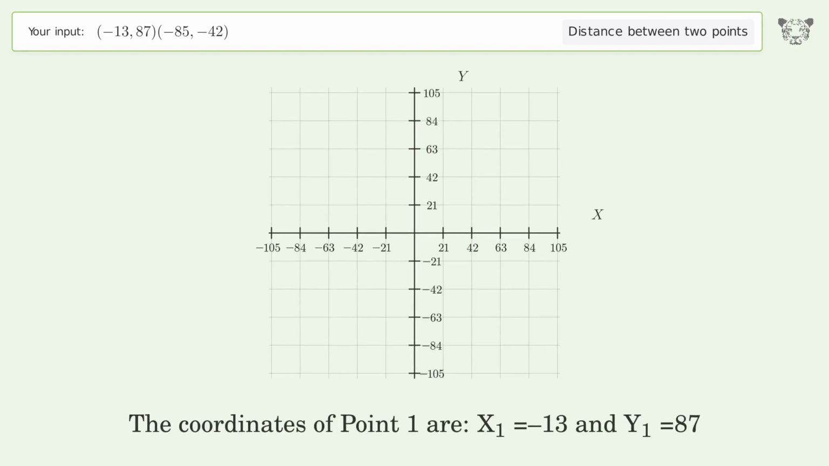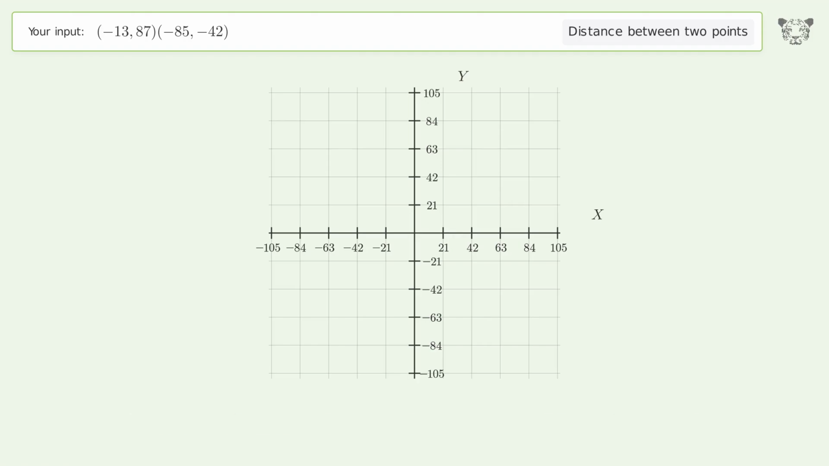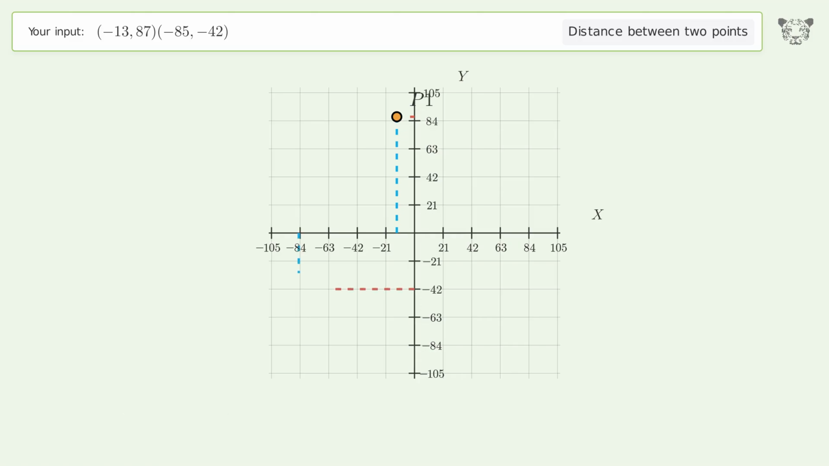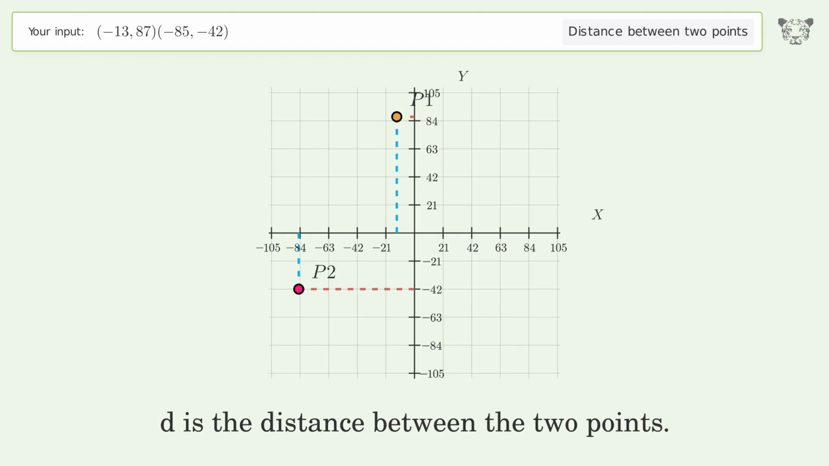The coordinates of point 1 are x1 equals -13 and y1 equals 87. The coordinates of point 2 are x2 equals -85 and y2 equals -42. D is the distance between the 2 points.